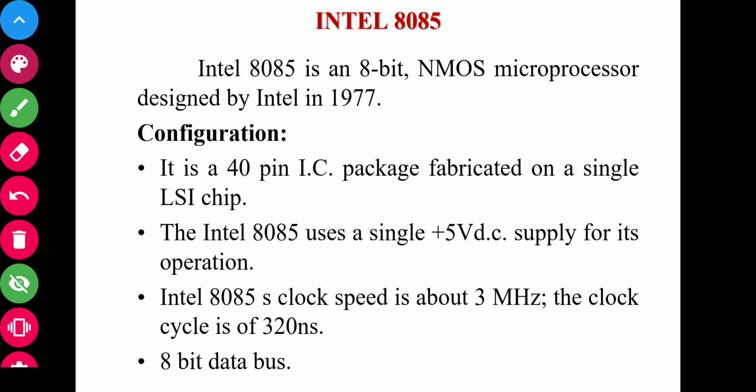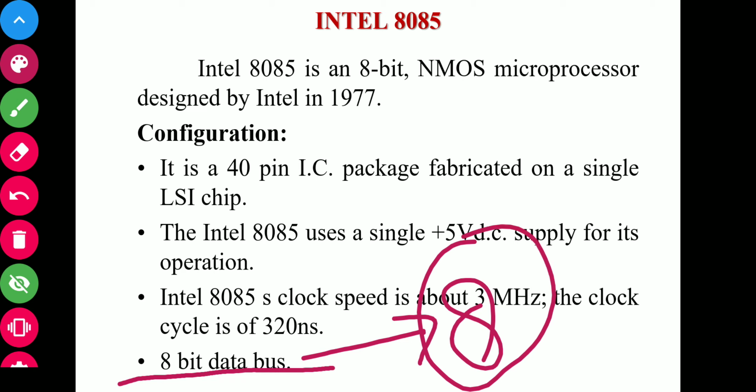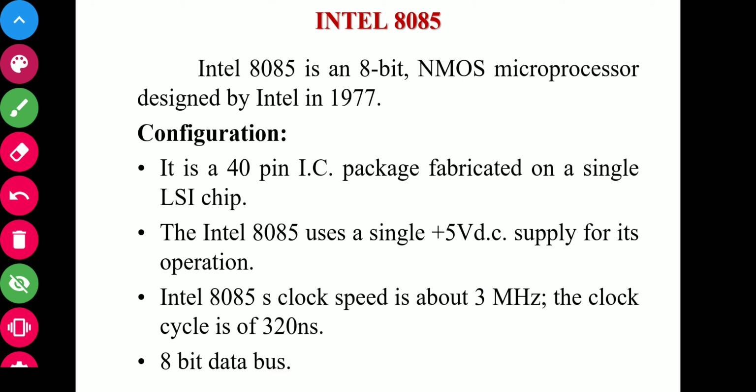And it has an 8-bit data bus. Since it is an 8-bit microprocessor, the data must be transferred between registers and memories, right? That should be carried by a bus. A bus is nothing but a collection of wires which carries information, and here the information is data. The 8085 handles 8-bit data, so it requires an 8-bit data bus. In your 8085, an 8-bit data bus is available to carry the 8-bit data.